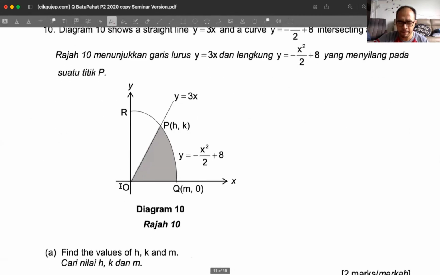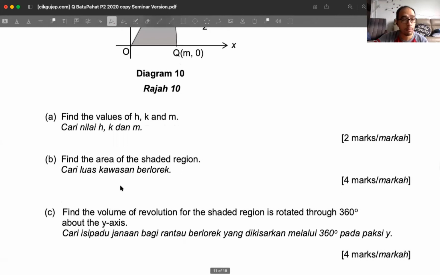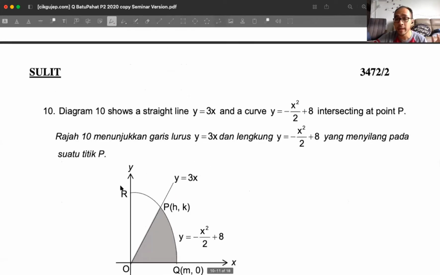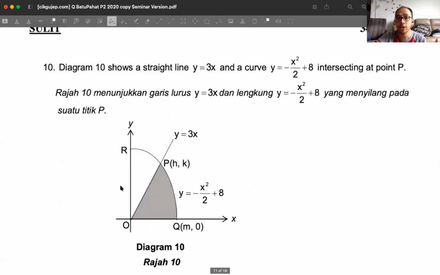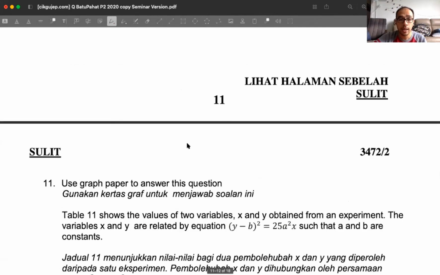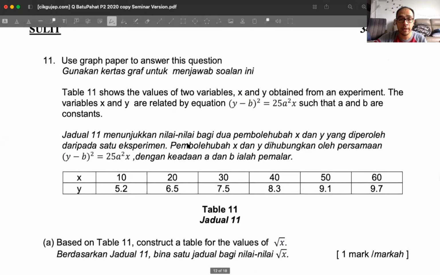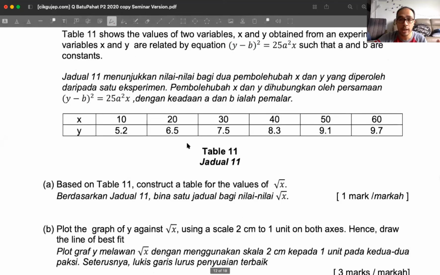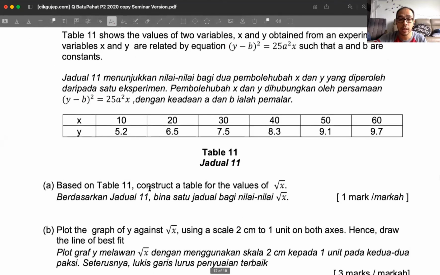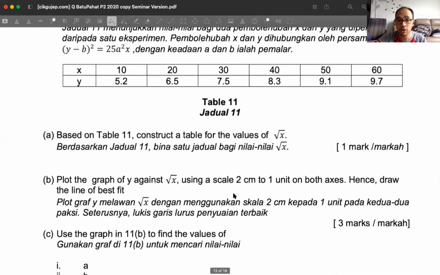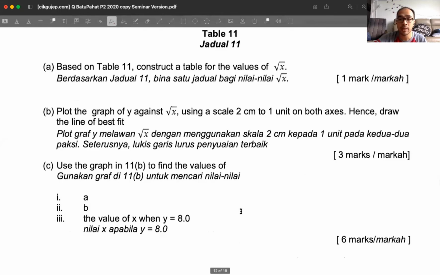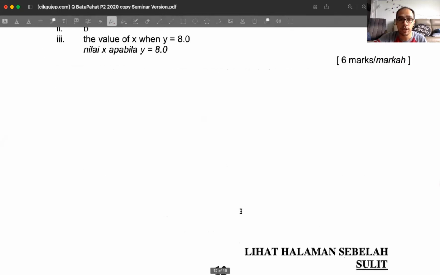This is an integration question. Also nothing special. There's nothing really non-routine about this question. If you answer integration a lot, you will see this question and just get used to this kind of question. And even the linear law, also nothing special. Even better, they ask you to construct a table and give you 1 mark for it. Then they ask you to draw a graph, nothing special in this question. Everything is pretty routine.